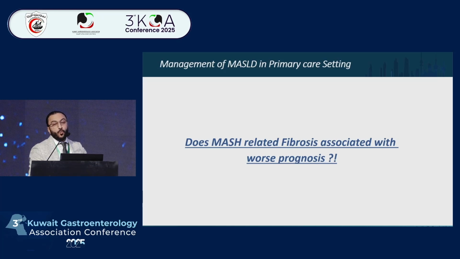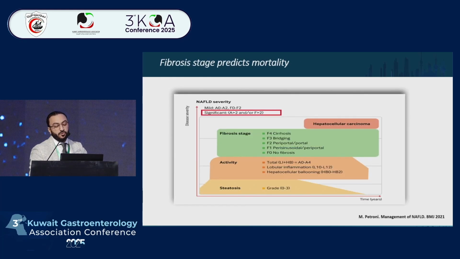So why do we care about fibrosis stage in patients who have MASLD or MASH? It is very crucial to know where we stand in terms of stage of fibrosis, because multiple studies show that the single factor associated with worse prognosis and increased mortality in patients who have fatty liver is the fibrosis stage. This is clearly demonstrated here: if the patient progresses from F1 to F4, they will have higher risk of major adverse liver events, cirrhosis, liver cell failure, and HCC.